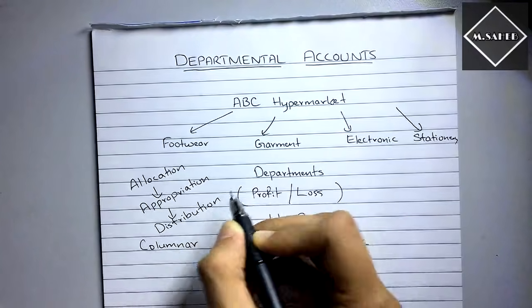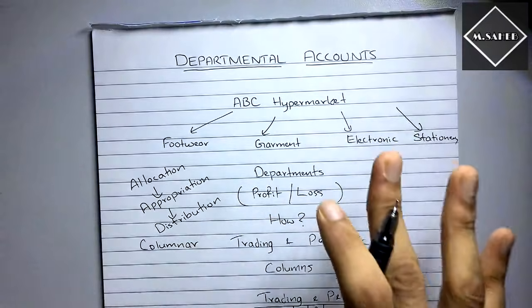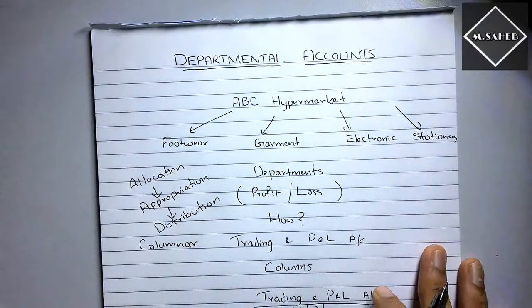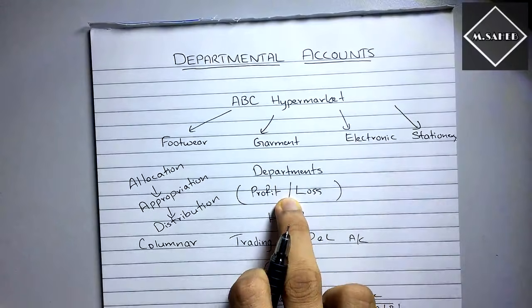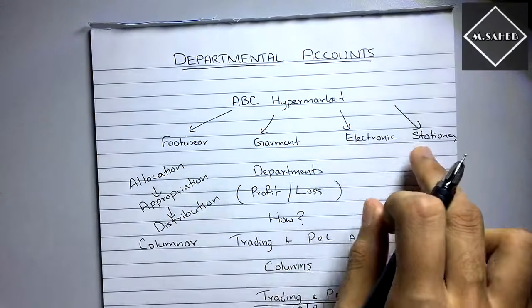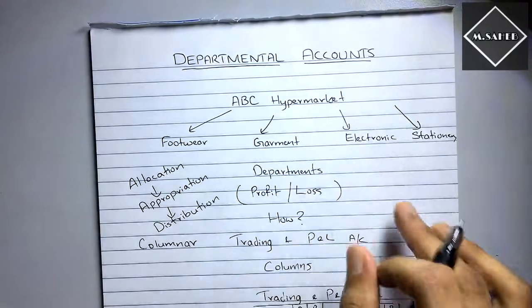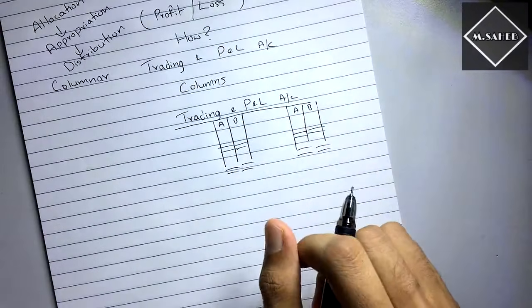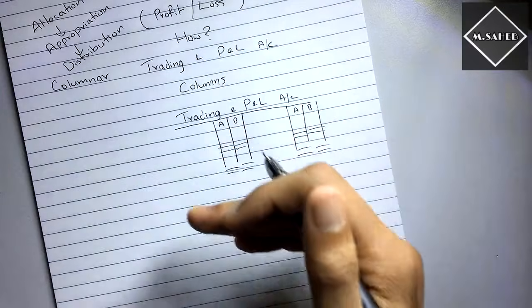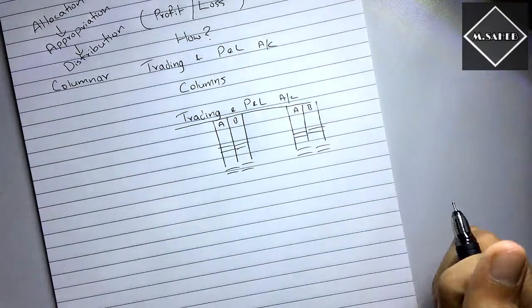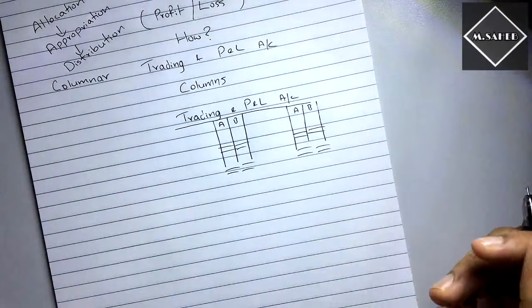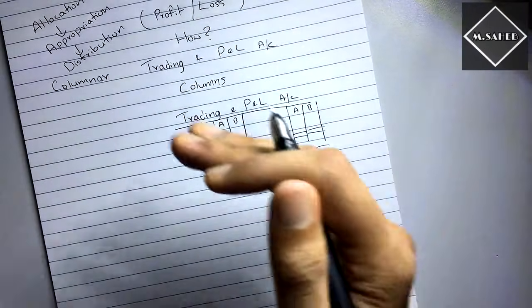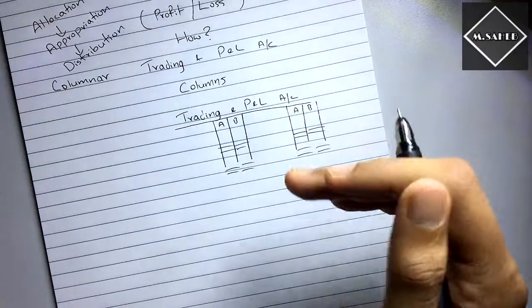Allocation, appropriation, distribution. Now what will happen in this chapter is, here we are going to find out the profit or losses made by each of these departments, so they are going to give us information. Now for the trading and P&L account, we need sales, we need purchases, we need all the expenses incurred by the departments, and we need incomes, expenses, purchases, sales.